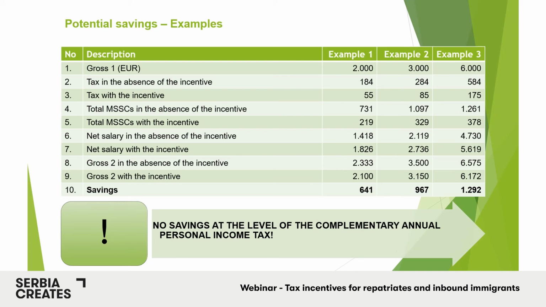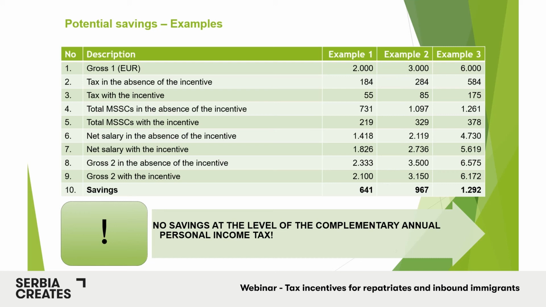And in our third example, at the gross salary of 6,000 euros, without the incentive, the net salary would amount to 4,730 euros, while your total cost would be 6,575 euros. With the incentive, the net salary rises to 5,619 euros, while your total cost of this salary drops to 6,172 euros.